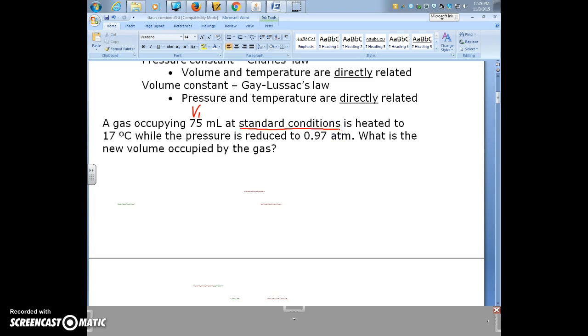Luckily, from the last chapter, we know that standard conditions for a gas is 1 atmosphere of pressure and 0 degrees C, which is 273 Kelvin. When they say standard conditions, or STP, standard temperature and pressure, they mean pressure is 1 atmosphere and temperature is 273 Kelvin. And that's just something that you're going to have to know and be able to pick out. So that is one situation. It was this volume at this pressure and this temperature.